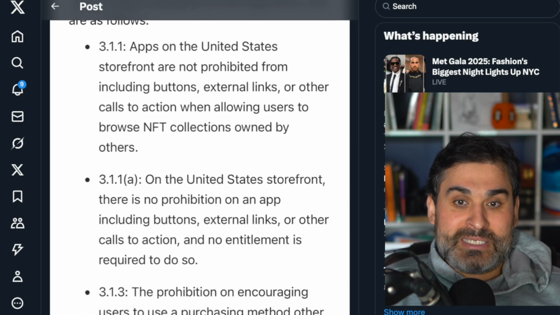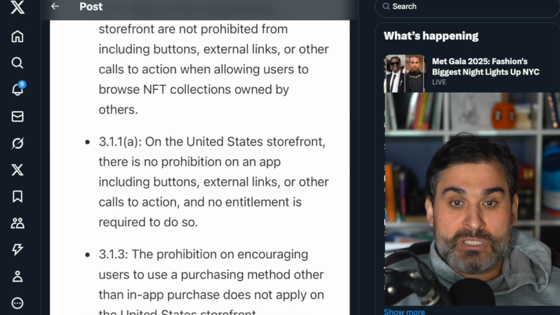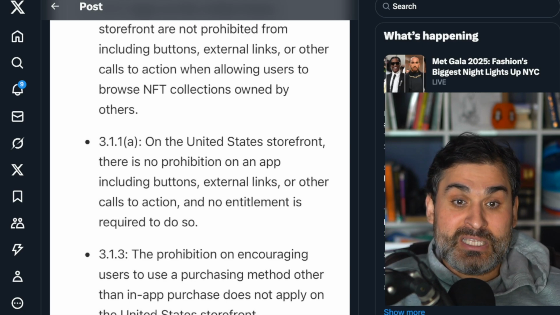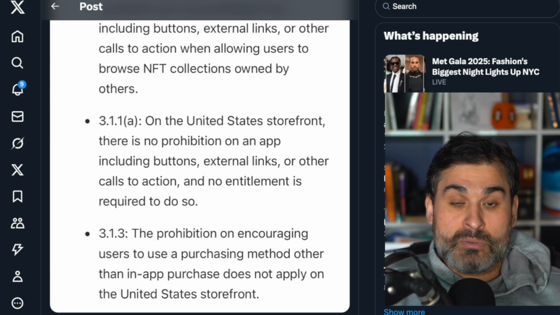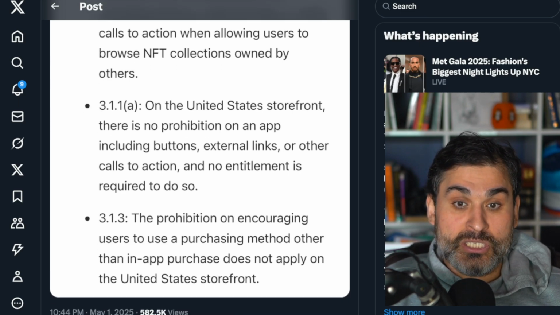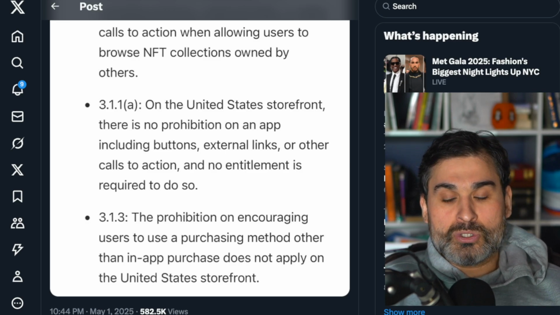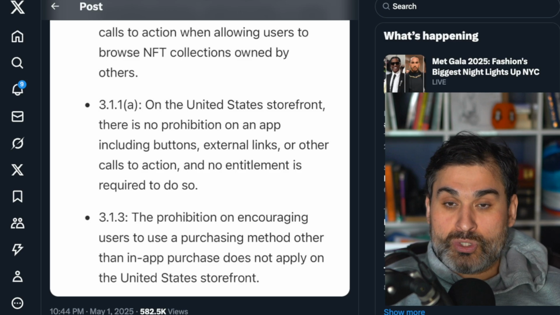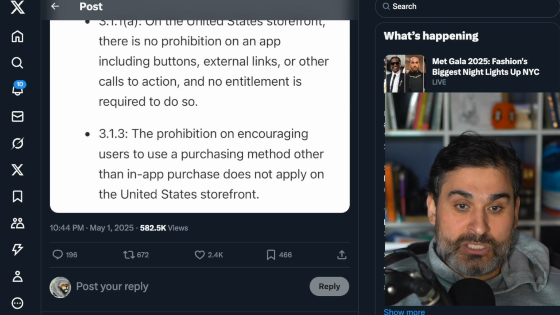It says on the United States storefront, there's no prohibition on an app including buttons, external links, or other calls to action, and no entitlement is required to do so. And the prohibition on encouraging users to use a purchasing method other than in-app purchase does not apply on the US storefront. So this is still going to work in other jurisdictions around the world until they get sued again in those areas and are forced to take it off. But this is actually huge.